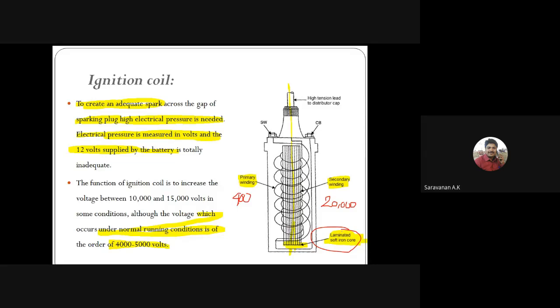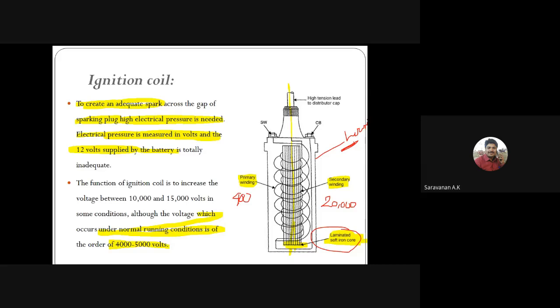The entire assembly is called the housing. The housing will be a sealed container, right? So the primary coil, secondary coil, and the core will be inside the sealed container, right?